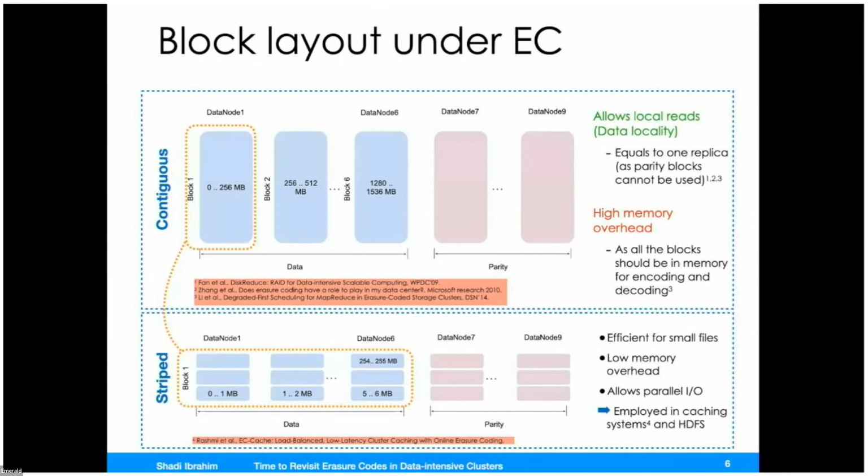Under striped data layout, each block is encoded separately, as I have explained in the previous example. Striped data layout offers many advantages over the contiguous one. First, it's more efficient for small files. And nowadays, small files are predominant in storage systems. Second, it requires less memory overhead for encoding and decoding. And finally, it allows parallel access to the data. It's important to note that both EC cache and HDFS use EC with striped data layout.